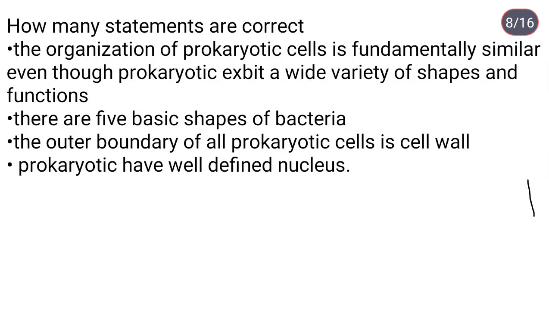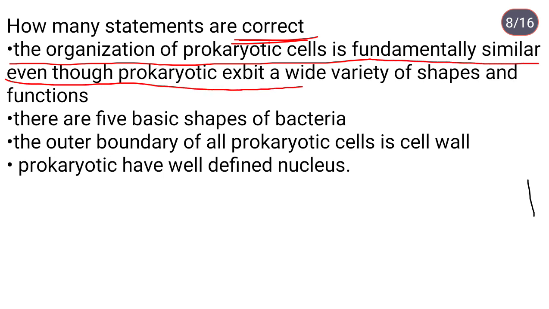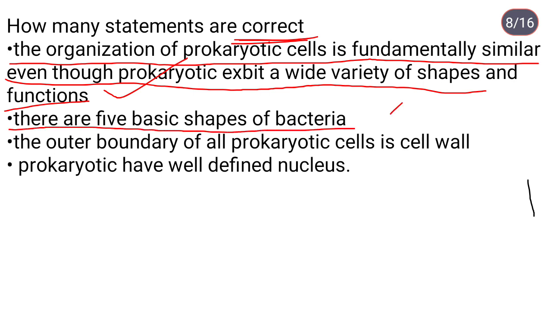They are given certain statements. How many statements are correct? The first statement is that the organization of prokaryotic cell is fundamentally similar even though prokaryotes exhibit a wide variety of shapes and functions. This is a correct statement. There are 5 basic shapes of bacteria. This is a wrong statement because there are only 4 basic shapes present in bacteria.